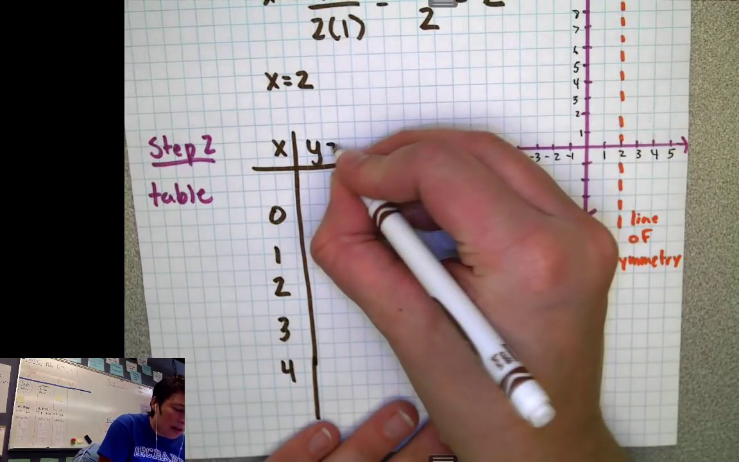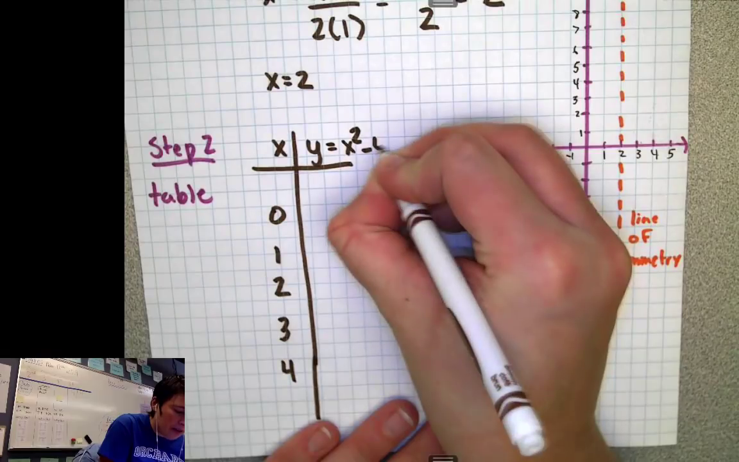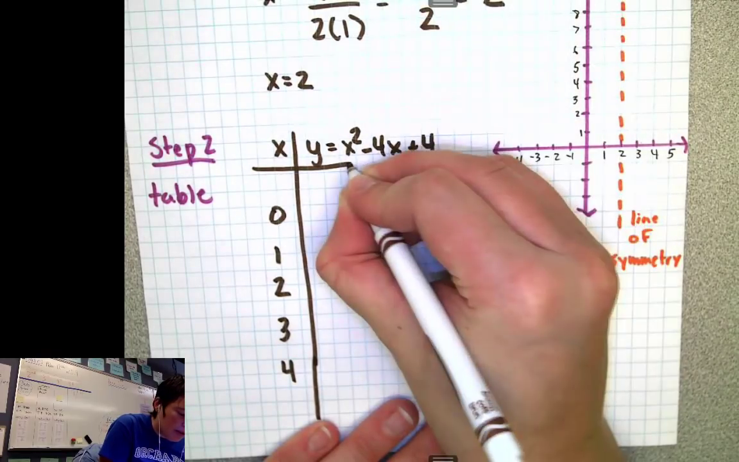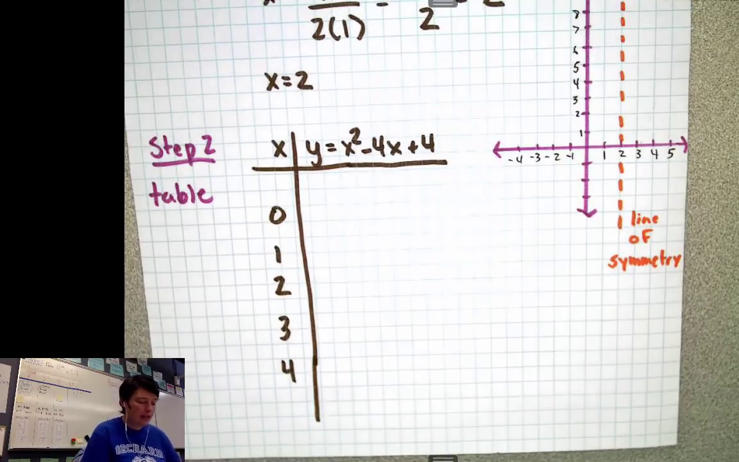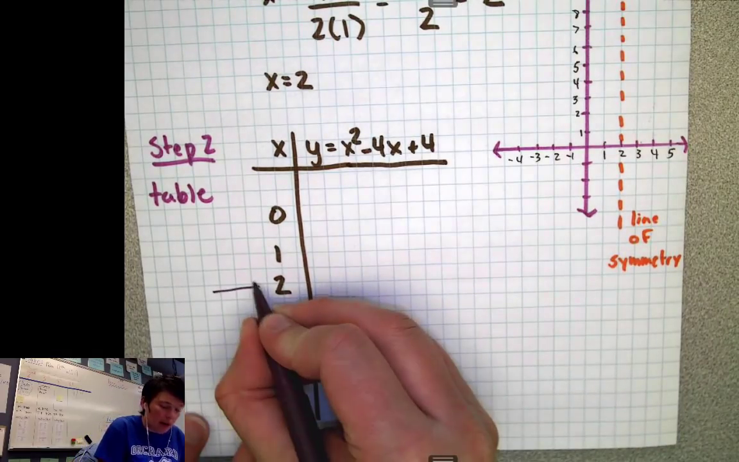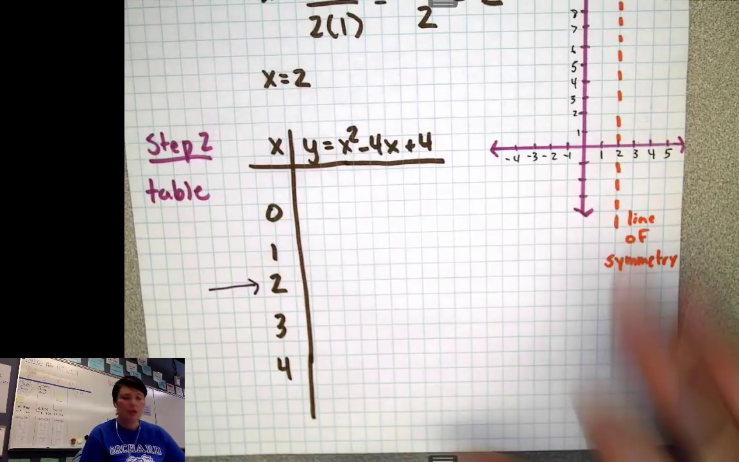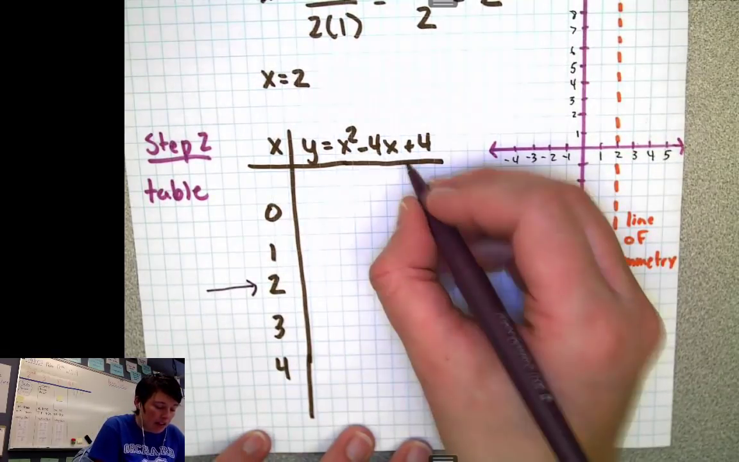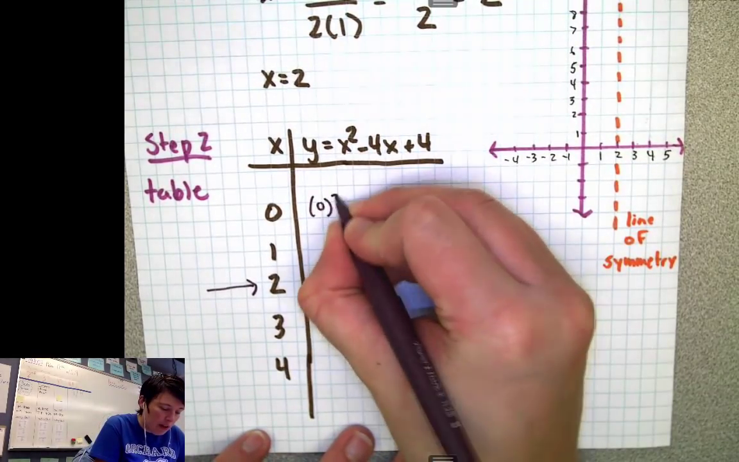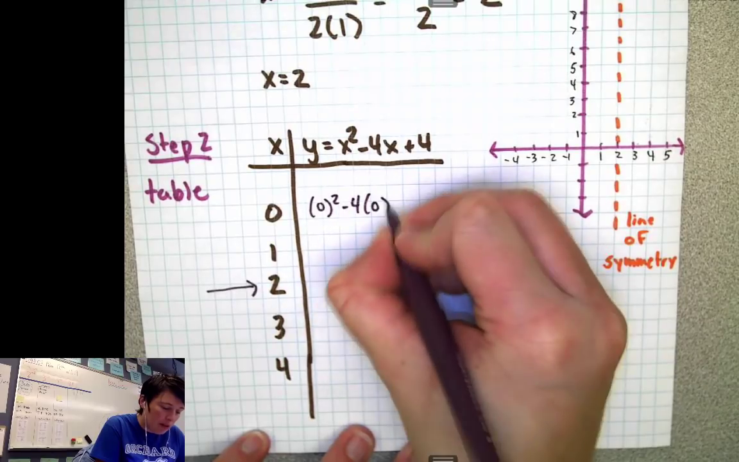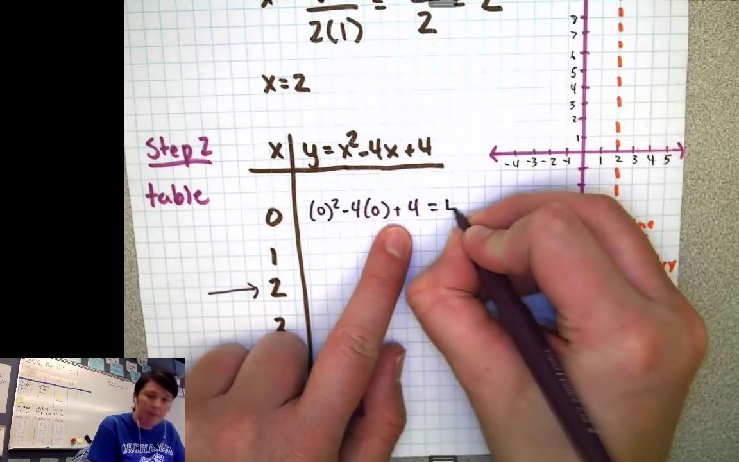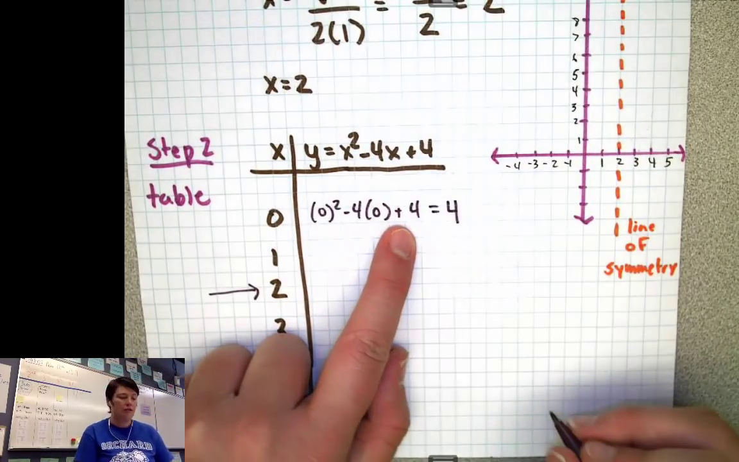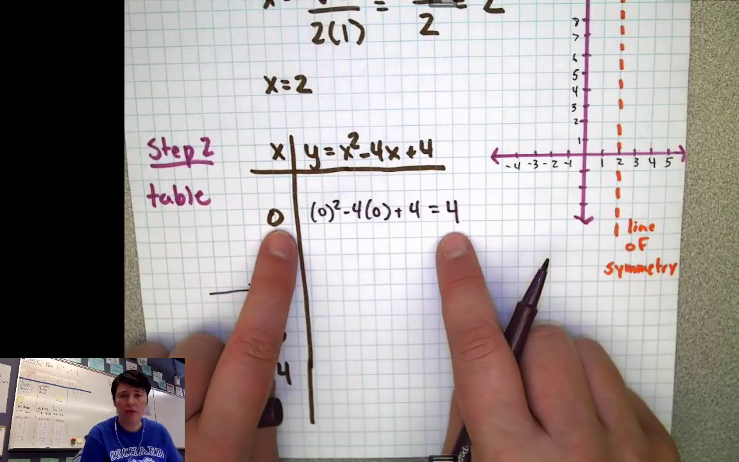Remember, the equation is y equals x squared minus 4x plus 4. So that's what I'm going to be using. But I'm sticking close to my line of symmetry, which is happening right there at 2. So I'm going to do 0. 0 is going to be nice and easy, actually. Let's see, 0 squared minus 4 times 0 plus 4. That's just 0, 0, and plus 4, so 4. So that's not bad. We got the first point on the graph at 0, 4.